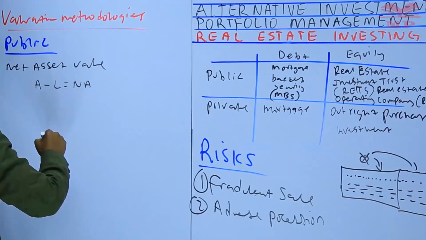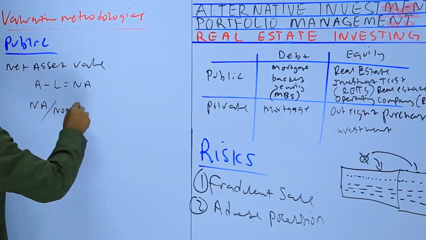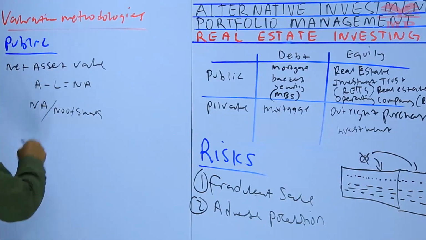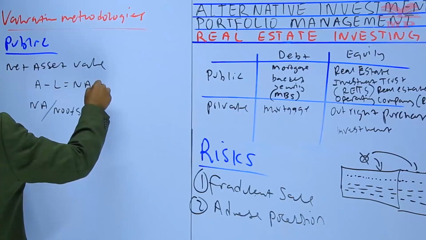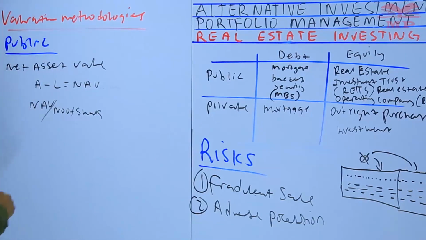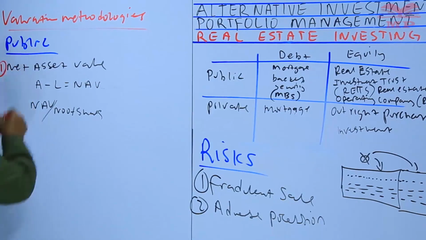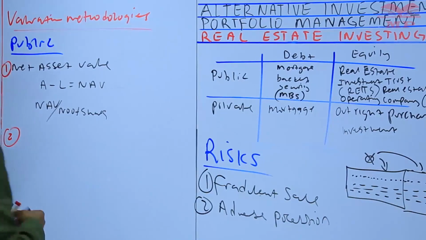If you divide the net assets by the number of shares, you get the net asset value per share, or NAV. So to get the NAV per share, you divide by the number of shares outstanding. That is how you get the value of public forms for the first approach. Number two, we can use funds from operations and adjusted funds from operations.